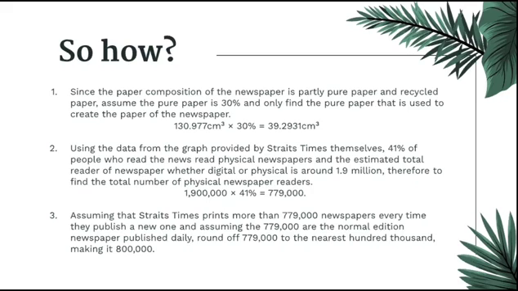Using the data from the graph provided by Straits Times themselves, 41% of the people who read news read physical newspaper, and the estimated total reader of newspaper, whether digital or physical, is around 1.9 million. Therefore, to find the total amount of physical newspaper readers, you multiply 1,900,000 by 41%, which will equate to 779,000. Assuming that Straits Times prints more than 779,000 newspapers every time they publish a new one, and assuming the 779,000 are the normal edition newspaper published daily, you round off 779,000 to the nearest 100,000, making it 800,000.